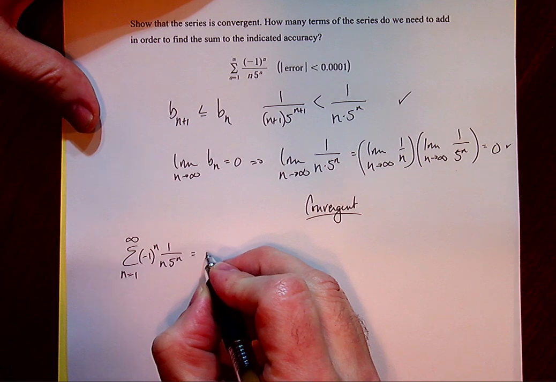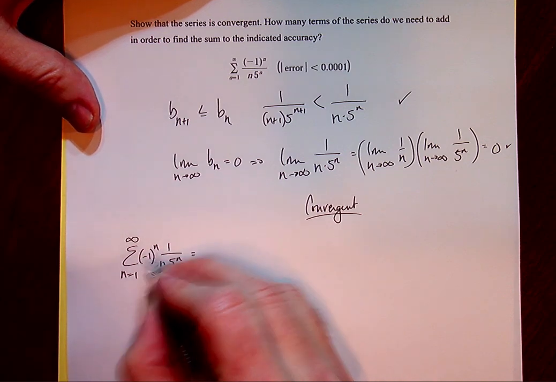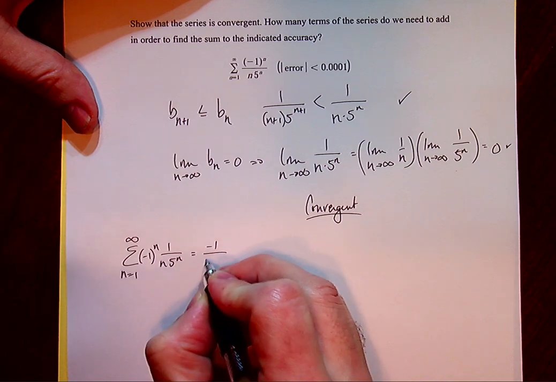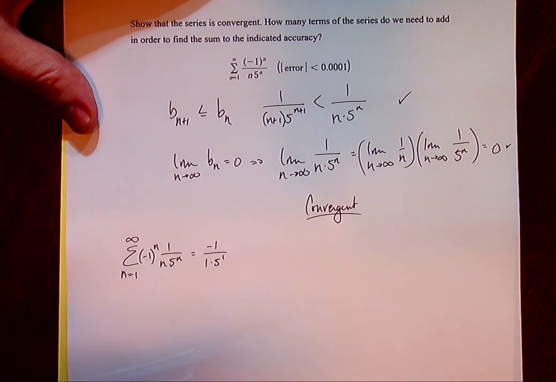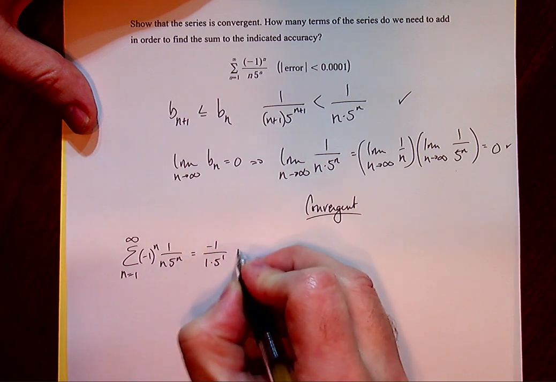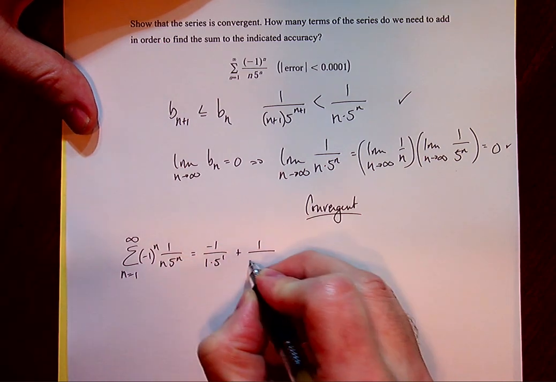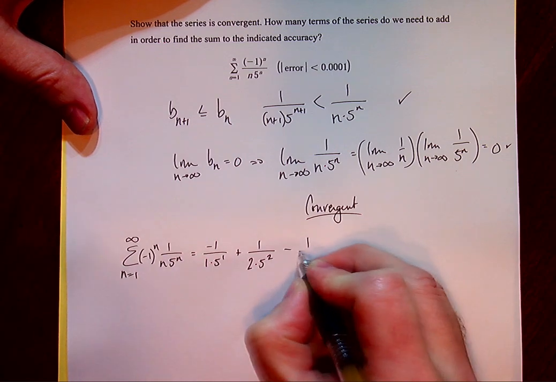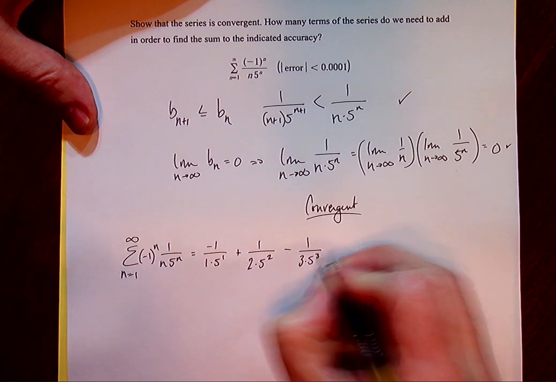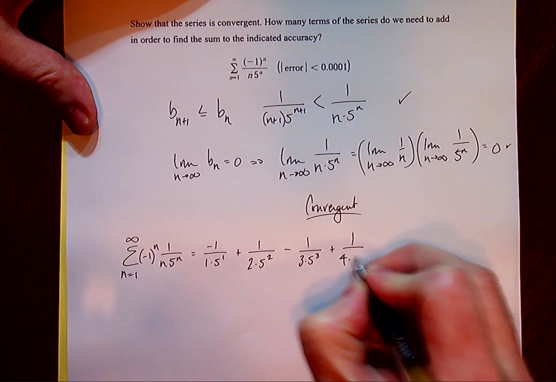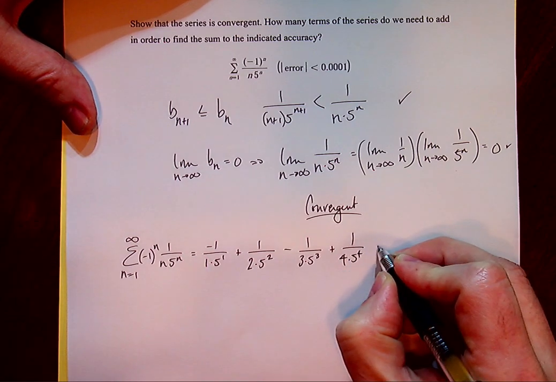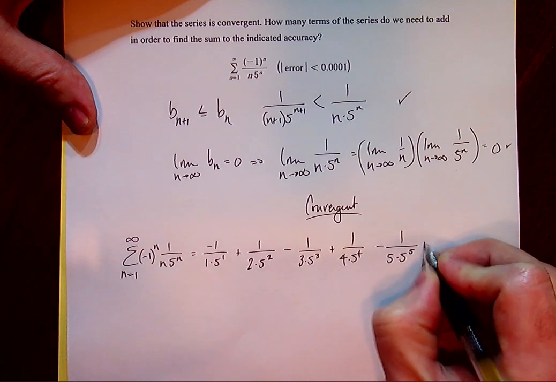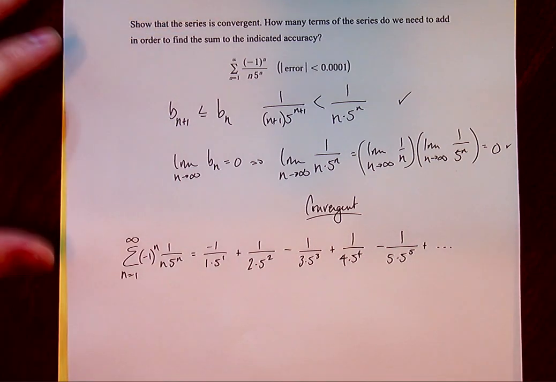So this winds up being, well, if you plug in 1, the first one's going to be negative, right? It's negative 1 over n times 5 to the n, plus 1 over 2 times 5 to the 2, minus 1 over 3 times 5 to the third, plus 1 over 4 times 5 to the fourth, and then minus 1 over 5 times 5 to the fifth. Now let's actually look at some of those.